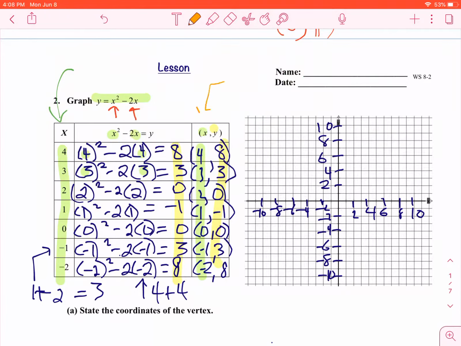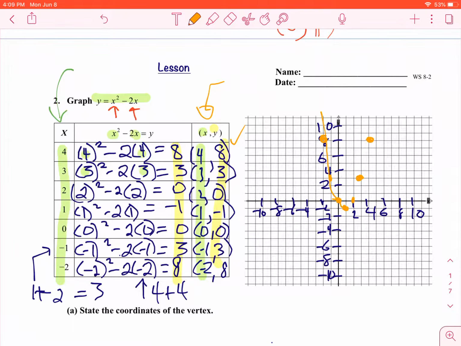Alright, let's get graphing in here. So I'm going to graph all of our new points. So positive 4 in the x, positive 8. Let's do that one more time. Okay, that's our first point. 3, 3, 2, 0, 1, negative 1, 0, 0, negative 1, positive 3, negative 2, positive 8.